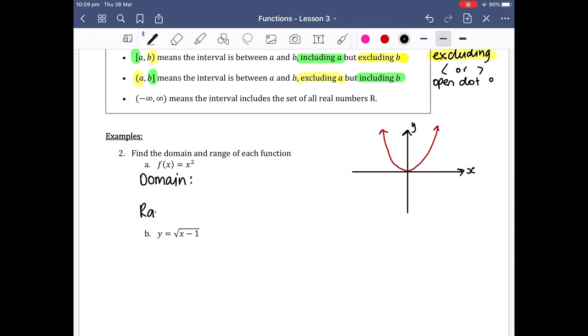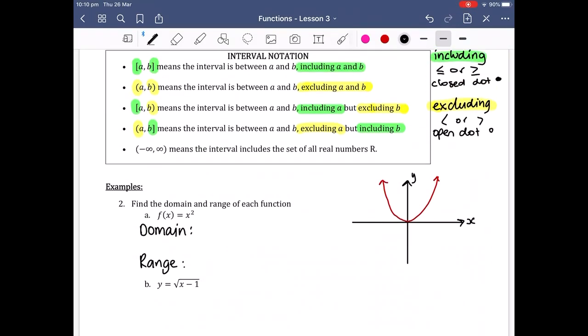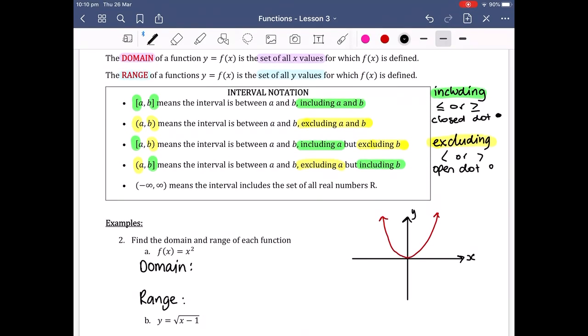Now we want to state our domain and our range. Remember, the domain is what values our x can be. If we think about our parabola, it's going to just keep on going, keep on going, keep on going. That means that all x values can be included, so it would be all x values. When we want all of our real numbers, all of our x values, we use this last one down here.